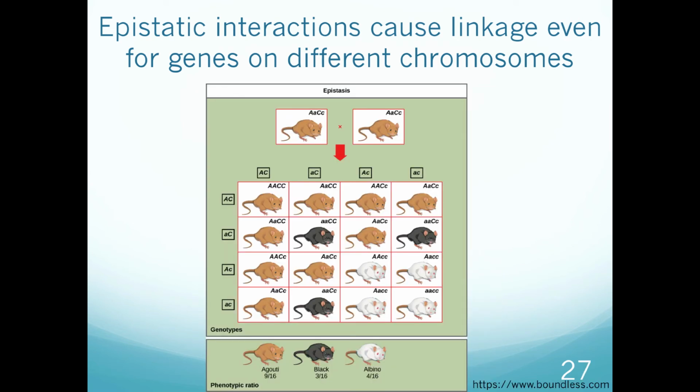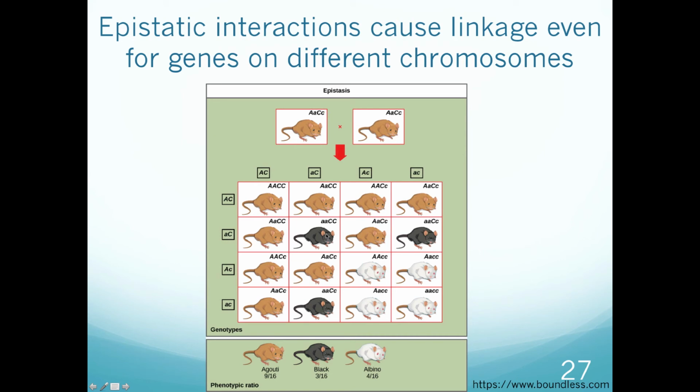A real-world example of epistasis would be in agouti mice. Agouti is this kind of brownish speckled coat color that occurs as a dominant gene, big A, at the A locus here. And the recessive gene, little a, produces this solid black color.